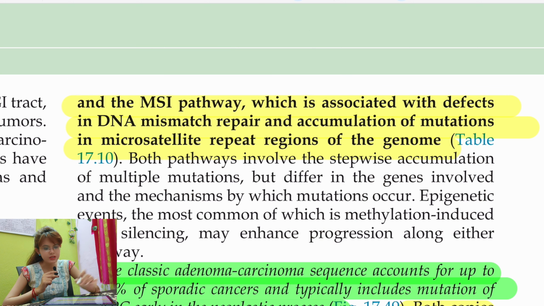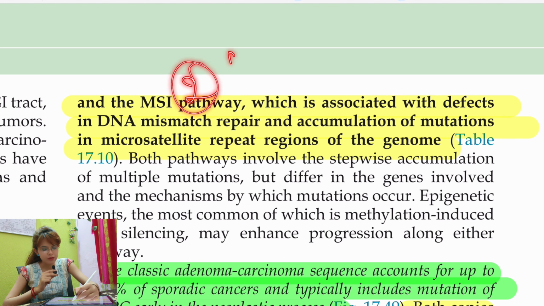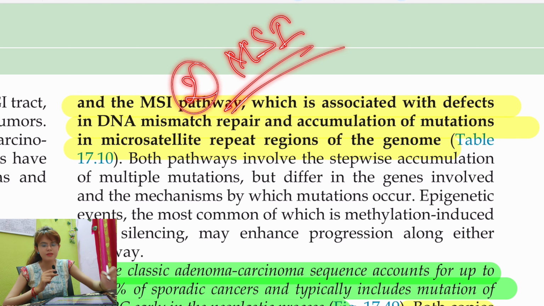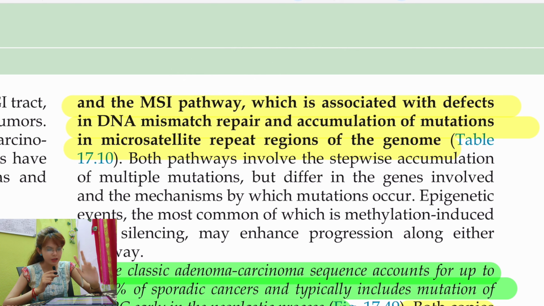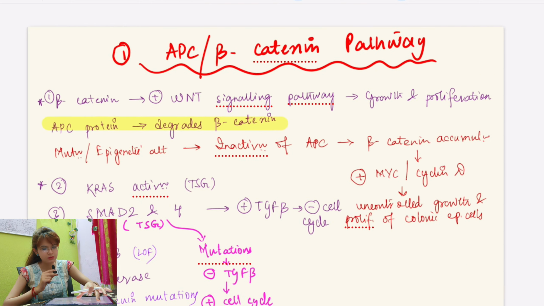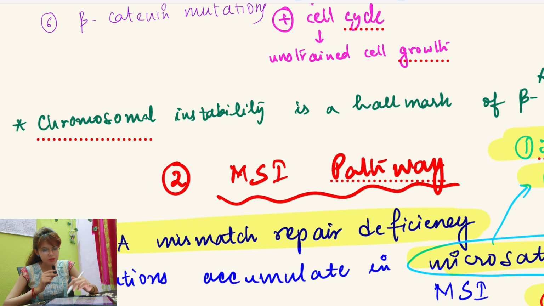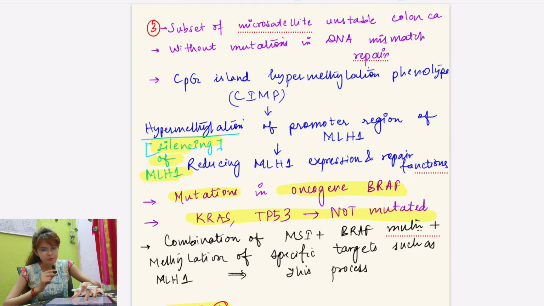So this is one. Number two is the DNA mismatch repair and accumulation of mutations in the MSI pathway. So number two is the microsatellite repeat region, the MSI pathway. So these are the two main pathways, but there is also a third mechanism, and that is where the confusion starts. So I'm going to take you through each of these in detail. I'll first come to my notes: number one is the APC beta catenin pathway, number two is the MSI pathway, and number three is this one.